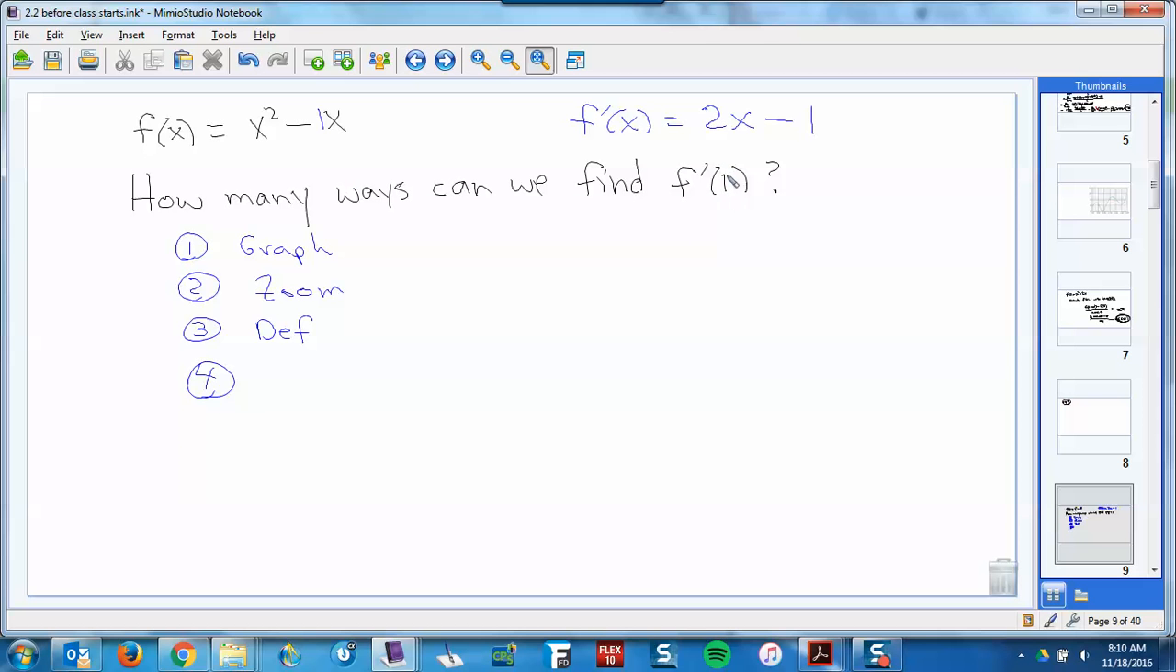And then what can we do to find f prime of 1? Plug a 1 in, right? Now that's going to be the best way. Of those 4, that's by far the best way, because number 1, what was wrong with these 2 methods? They were estimates, and this one took a long time, right? Now that's not awful, because sometimes that's what you've got to do, right?